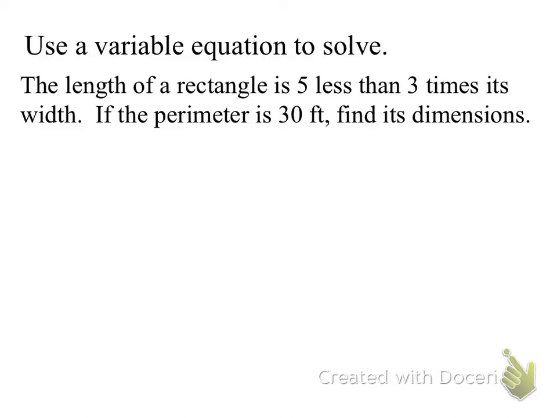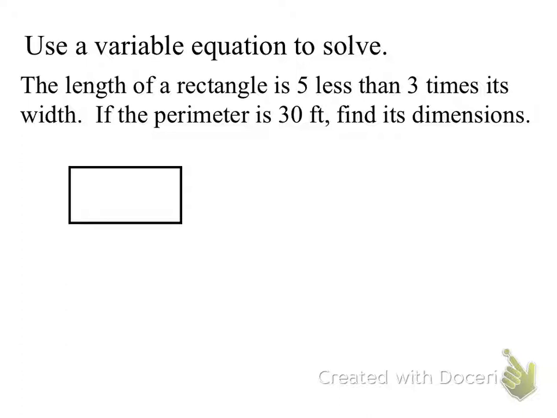The length of a rectangle. Oh, dear. Okay, the length of a rectangle is 5 less than 3 times its width. If the perimeter is 30 feet, find its dimensions. Step 1. What are we looking for? The dimensions of the rectangle, which is the width and length. Length and width.